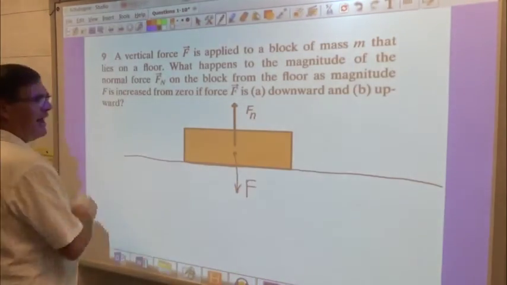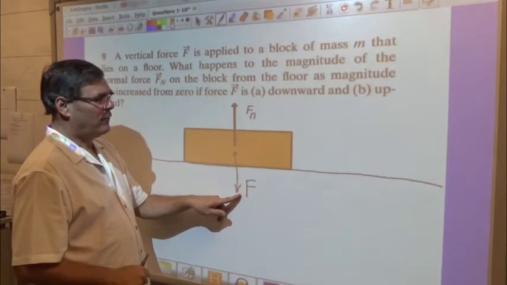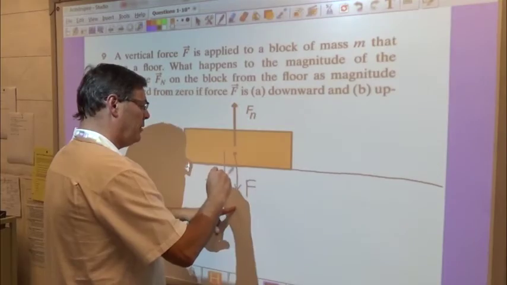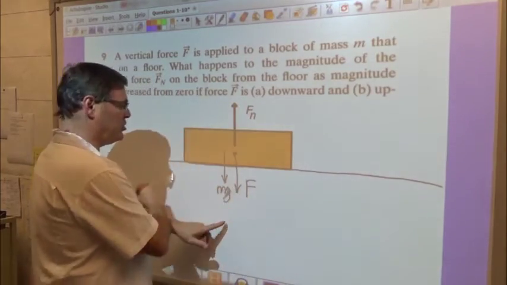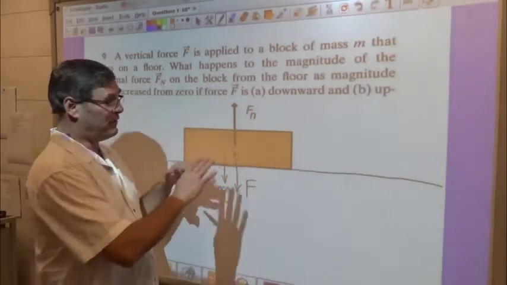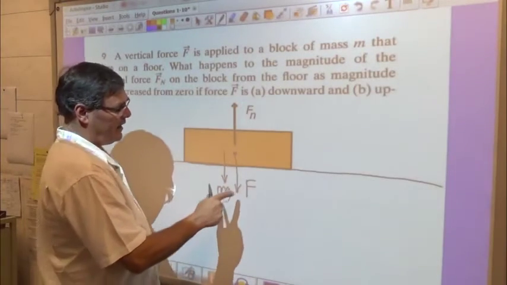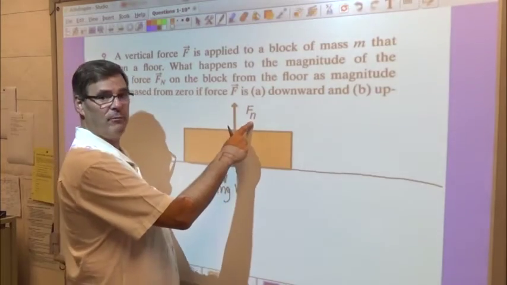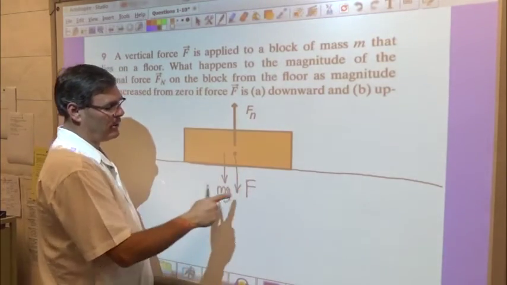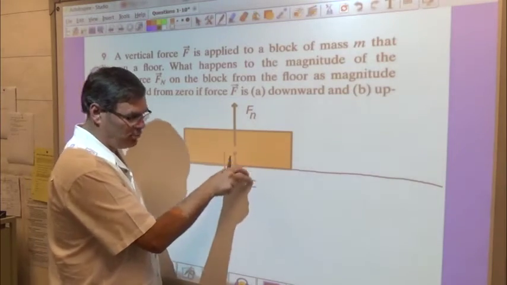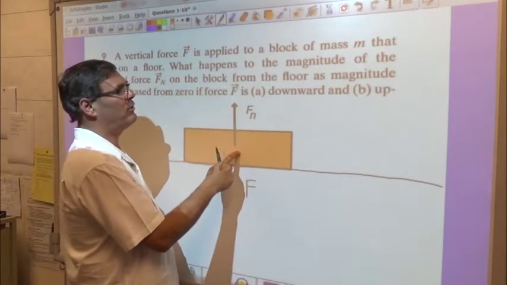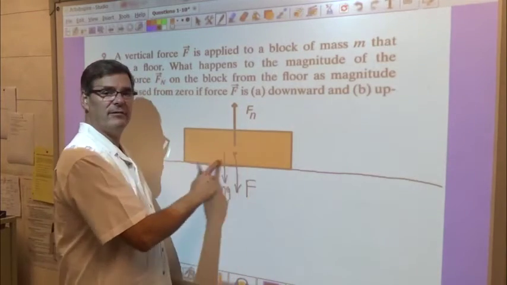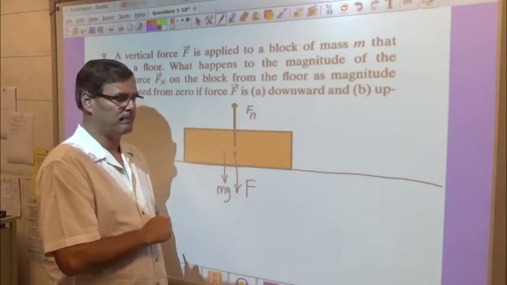if F is downward and that increases, for the sum of the forces to still equal 0, don't forget about the weight, which I'll label with mg. So if this block is to remain stationary, F and mg together must be the same amount as the normal force. So if F is directed downward and I increase it, that means the total net downward force is greater. So the normal force must increase to counter this increased force down here.